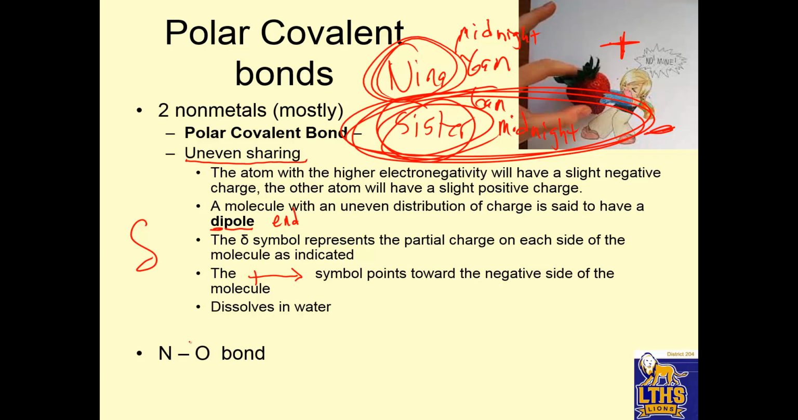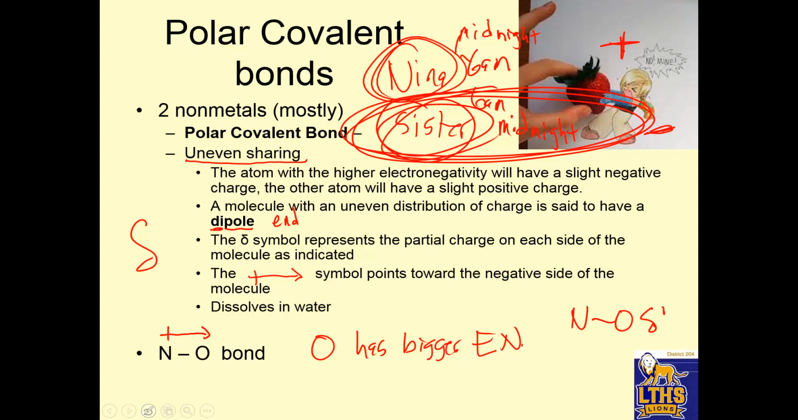So I look at my periodic table. Oxygen has a greater electronegativity. O has bigger EN. Remember the trend, it's closer to fluorine, so that means it's more electronegative. So I would draw that symbol to indicate it on that bond. Or if I had NO and I wanted to show my deltas, oxygen is a little bit negative.